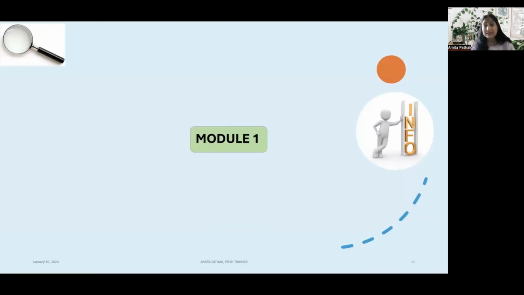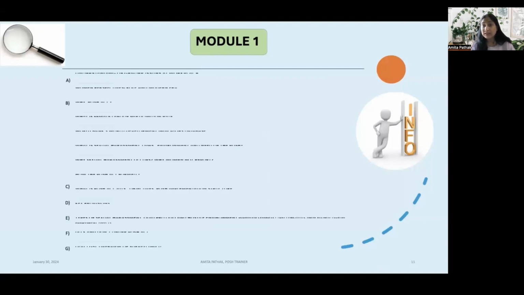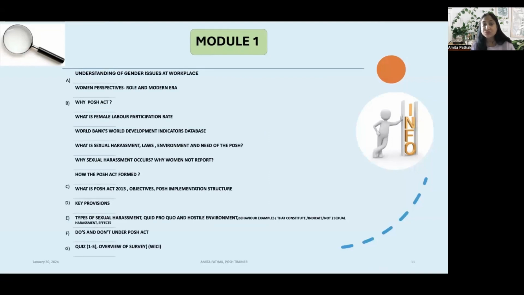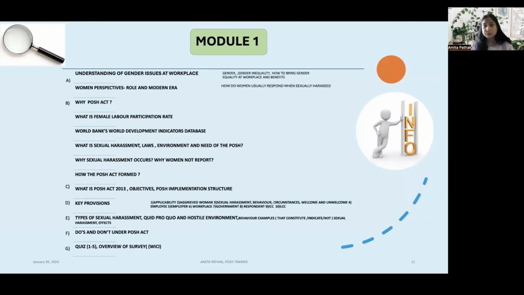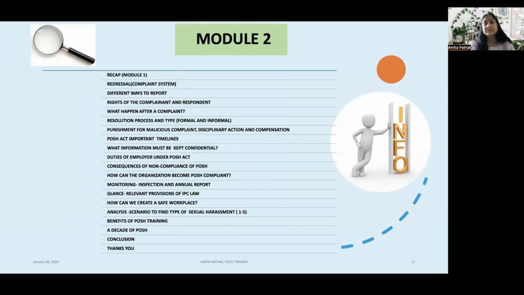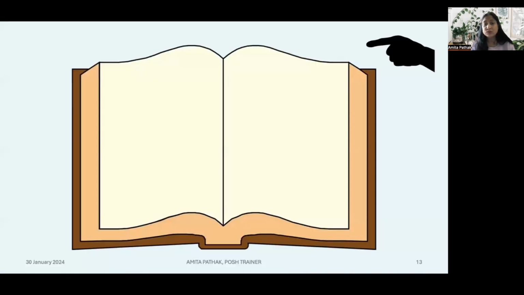We will start with module 1. What does module 1 cover? Understanding of gender issues at the workplace and women's perspectives. What is the POSH Act? Why is it important? What is sexual harassment? Why does it occur? What are the 10 key provisions? What are the do's and don'ts under the POSH Act? A small quiz, and this is module 1. Later on we will cover module 2. So let's begin with module 1.